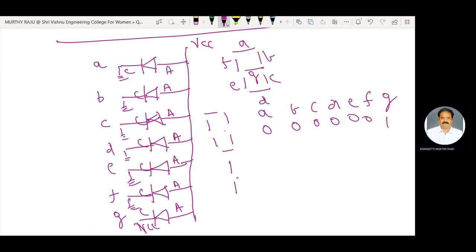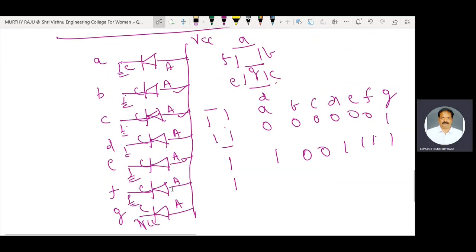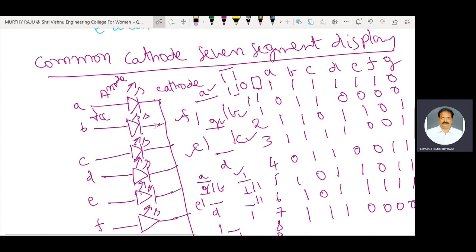Next 1. 1 means only BC are connected to ground. Only BC are connected to ground means these two cathodes are forward biased. The remaining are set to 1, reverse biased. In this fashion, we have to display all the numbers. This is the common cathode and common anode 7 segment display.